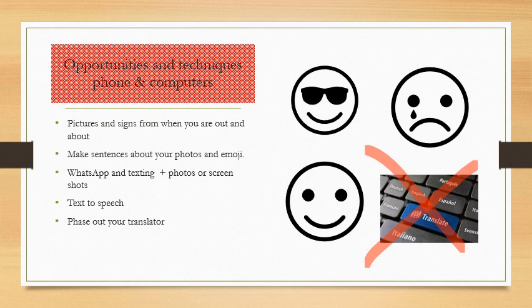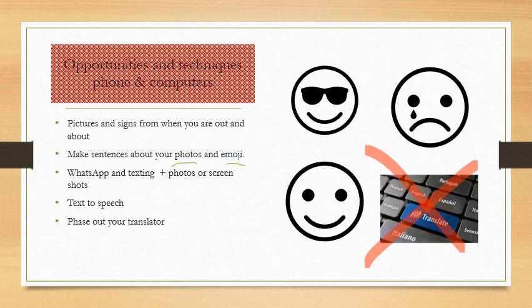Opportunities and techniques for learning using phones and computers. So, pictures and signs from when you are out and about. You can take a picture of signs on the streets as you read. Make sentences about the photos that you make. Make sentences about emojis. You know, the little happy faces, or the little pictures of flowers and so on. I put down here WhatsApp and texting. You can use your photos or screenshots. And I will even add, possibly even now, Telegram.